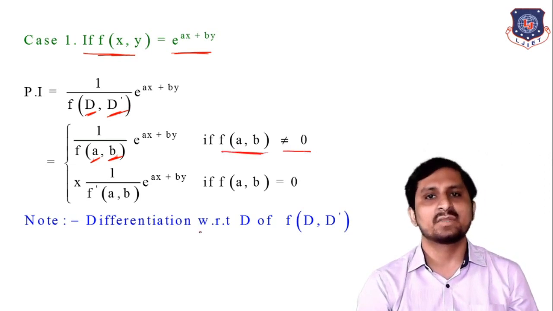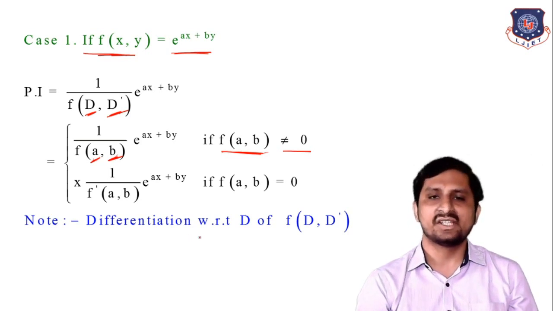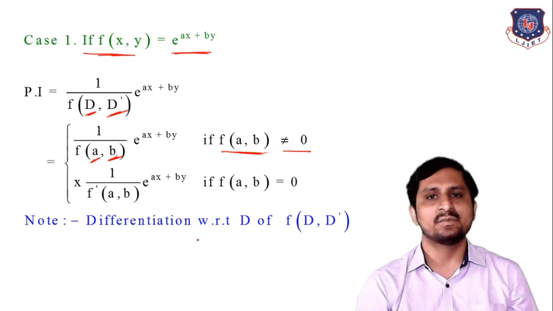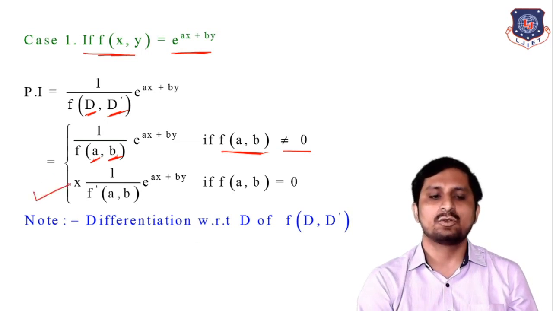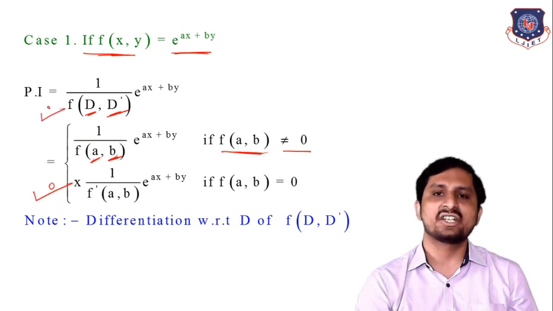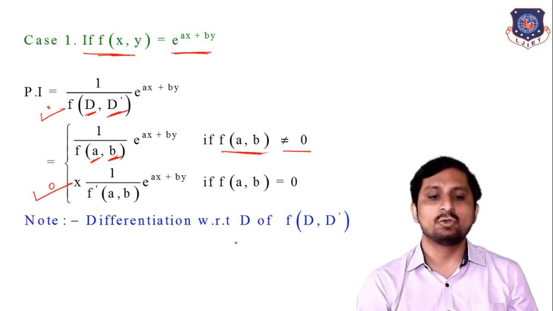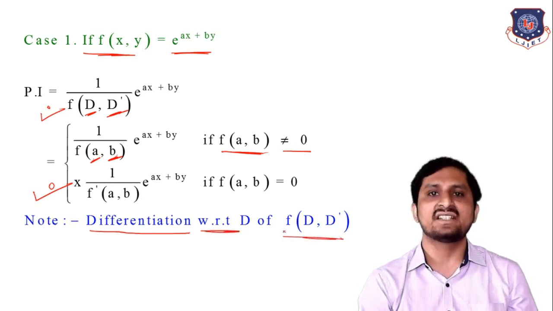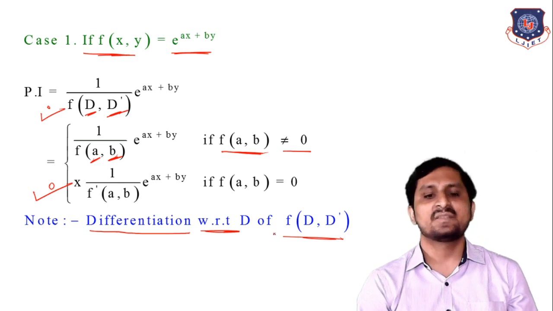That means the denominator must be non-zero, otherwise we cannot apply this rule. Suppose the denominator becomes 0, that means f of a, b becomes 0. Then you have to follow our second rule: multiply with x, and 1 upon f dash of a, b. F dash means you have to differentiate this function with respect to D. Here I already mentioned the note: differentiation with respect to D of f of D, D dash, not with respect to D dash.